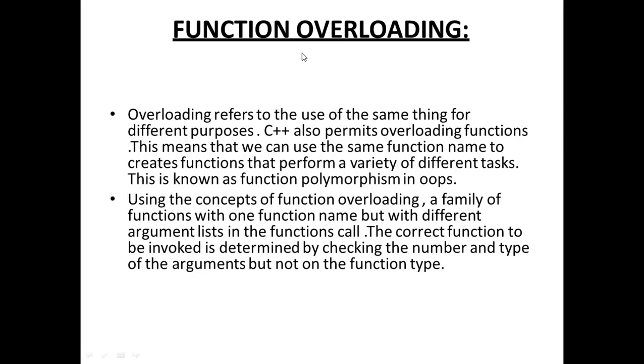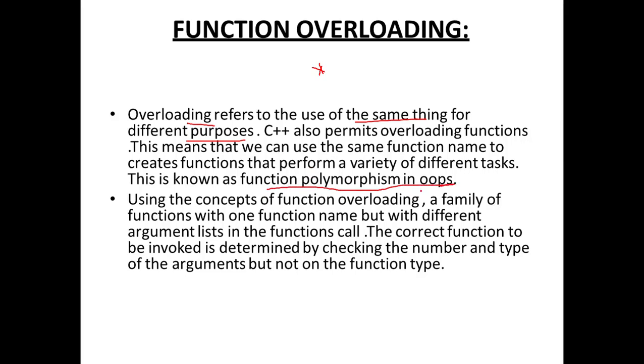Now about function overloading. We already know what the term overloading means. Overloading refers to the use of the same thing for different purposes. We have already learned about operator overloading. For example, the star operator is used for multiplication as well as the pointer operation. That is overloading. And what does function overloading mean? The same function has multiple purposes. That is overloading, and it is otherwise known as function polymorphism in object-oriented programming.